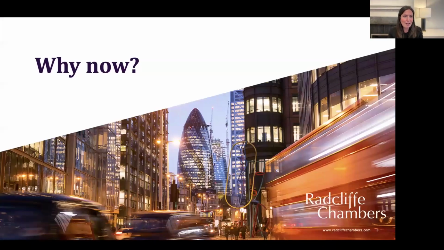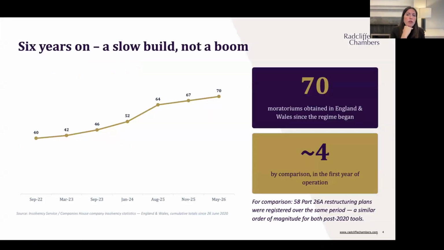So why now? Why is this worth an hour of your time 6 years in? These are the stats as they were about 5 days ago when I pulled these slides together. And I've said it's a slow build, not a boom. The Insolvency Service's latest figures came out a couple of days ago, and there were 8 in June. So they are starting to creep up, and you sort of see that increase. Even November to May, there were only 3 more, and then we've had 8 last month. So a bit of an indicator that they're starting to increase.